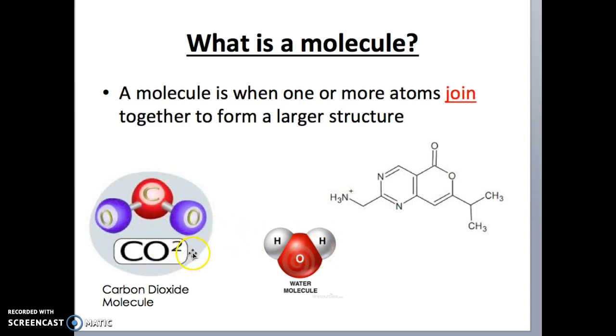Here's another example of a molecule that you may be familiar with, which is CO2, carbon dioxide. It's one carbon atom attached to two oxygen atoms. This is another molecule that's more complicated. As you can see, it has oxygen, carbon, hydrogen, and nitrogen atoms joined together to form a more complicated structure. There are many different types of molecules in our world.